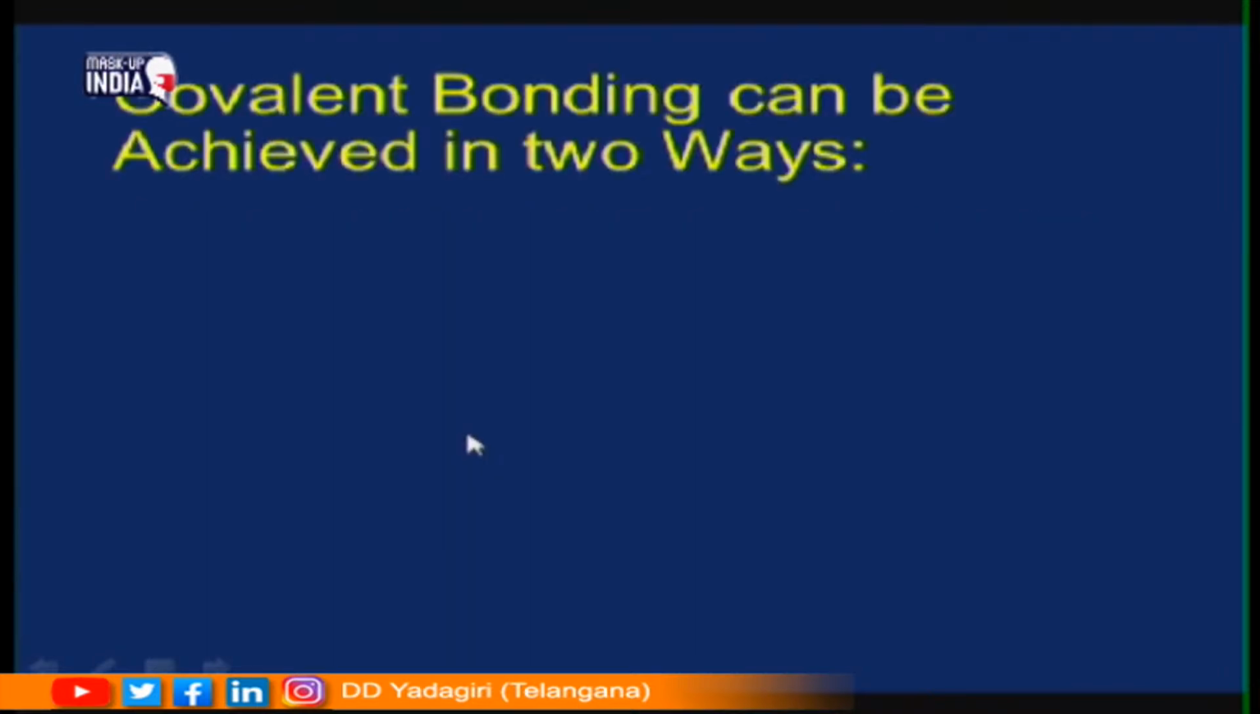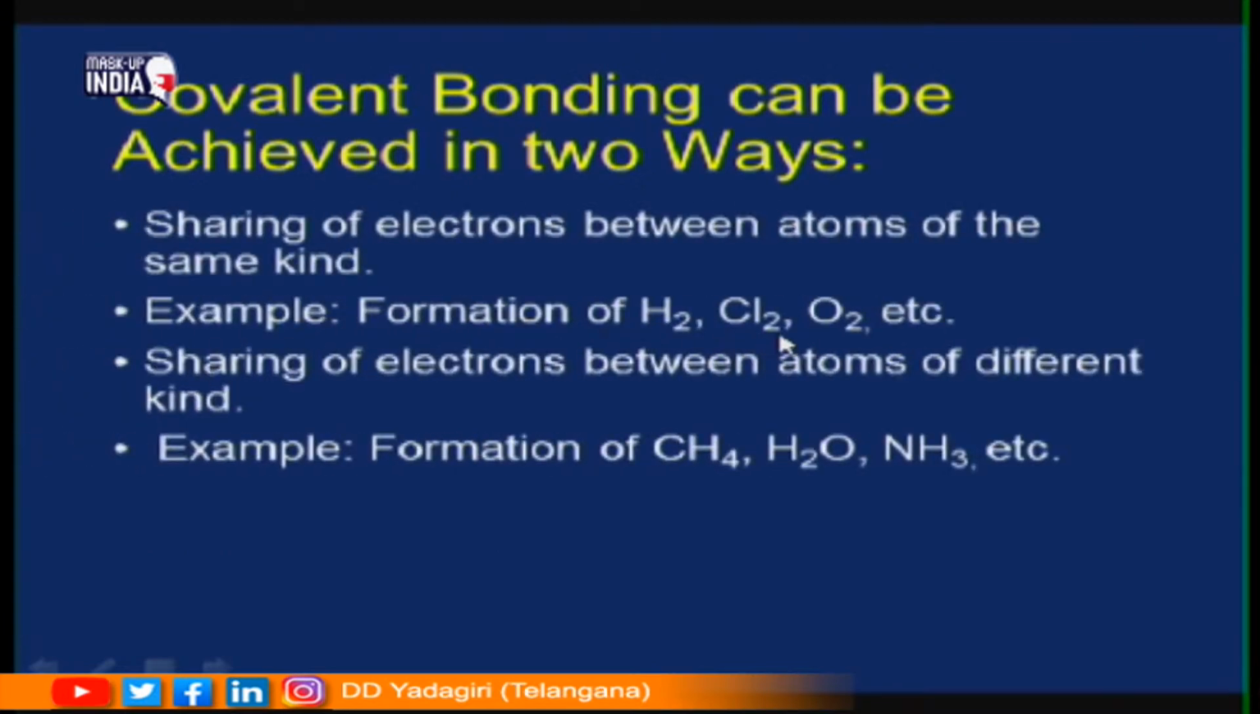So, children, covalent bonding can be achieved in two ways. One is the sharing of electrons between atoms of the same kind. For example, H2, Cl2, O2. That means here one pair of electrons is shared between the two hydrogen atoms. Here also two chlorine atoms have shared a pair of electrons. So, like that, sharing of electrons between atoms of the same kind can take place.